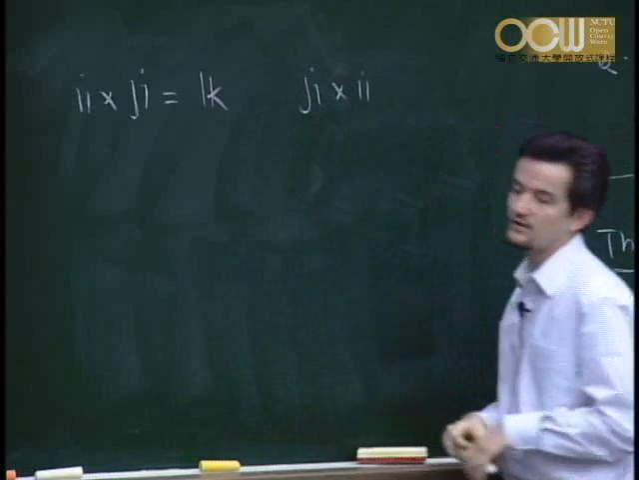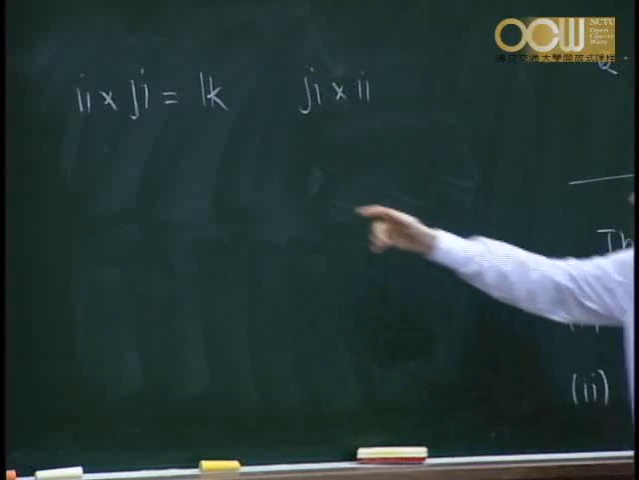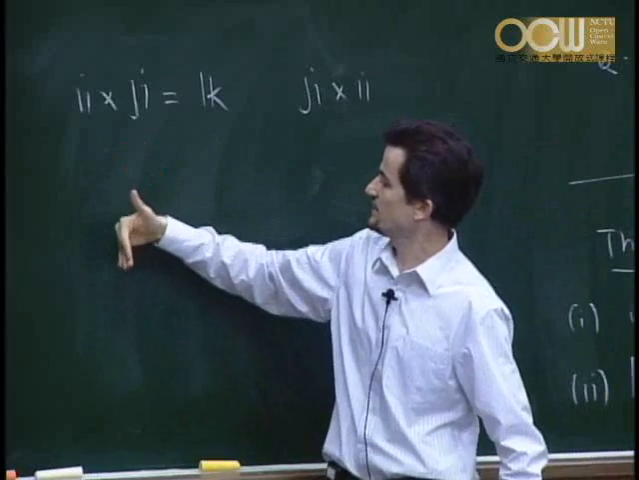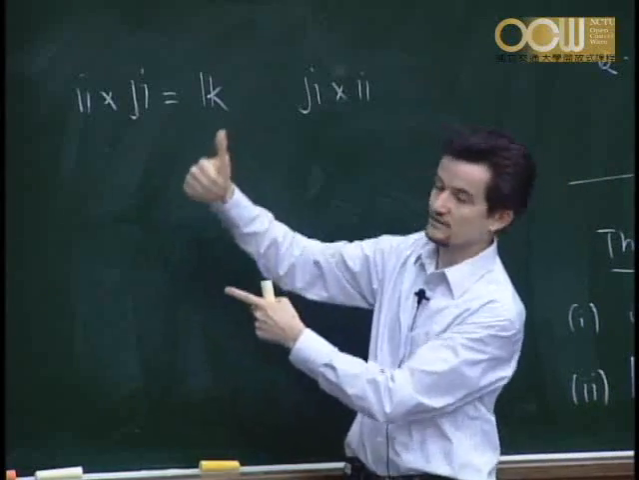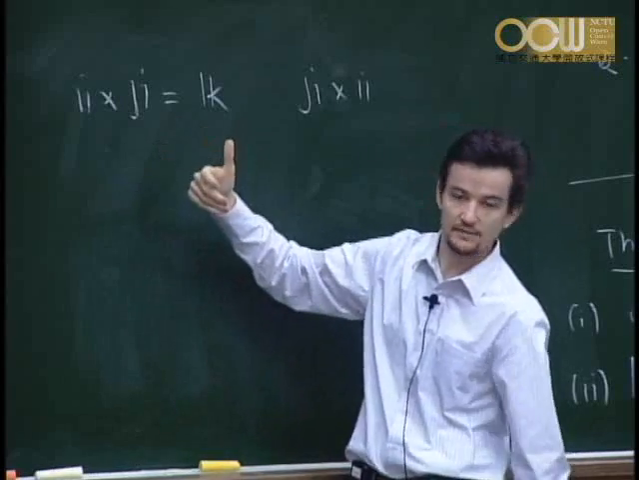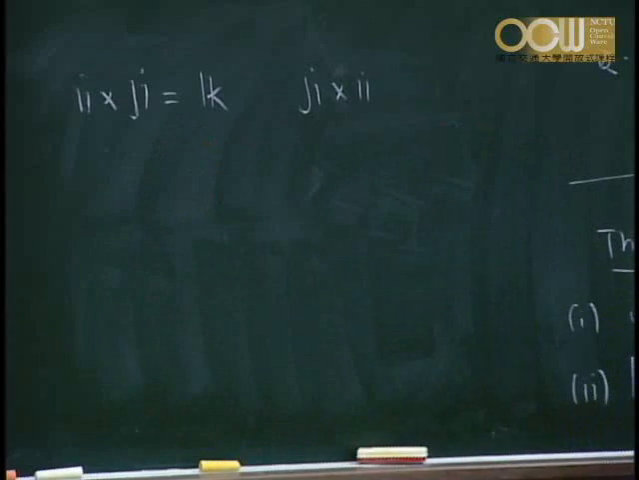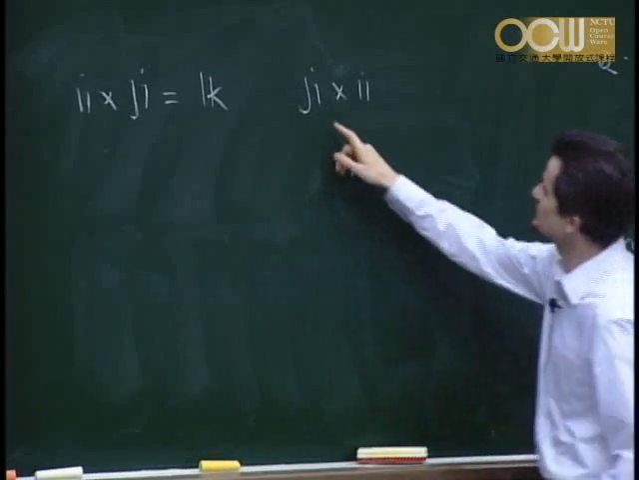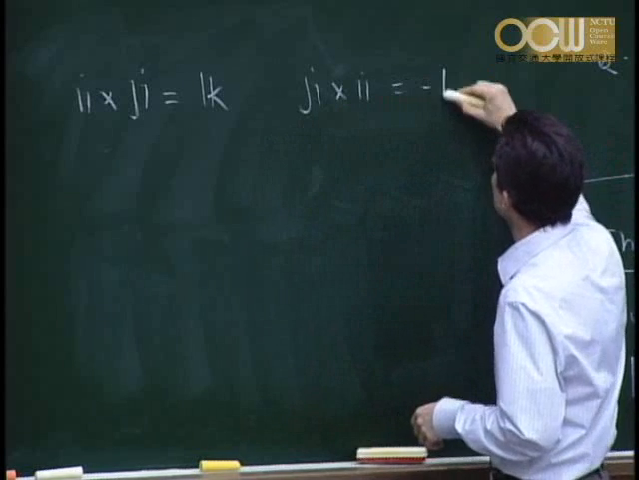But if you compute it the other way around, then the direction will change, because of the right-hand rule. Here you have i like this, then j is in this direction, and the vector product has to point up. But here you have to apply the right-hand rule in the other direction. So you see that j times i is not equal to k; it's equal to minus k.